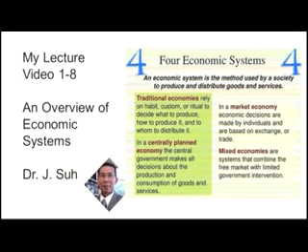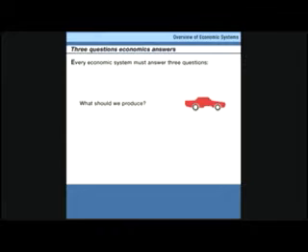Every economic system must answer 3 questions. The first question is, what will be produced? That is, what combination of goods and services is our economy going to make with its limited resources? What combination of cars and houses, medical care, and vacations are we going to produce?